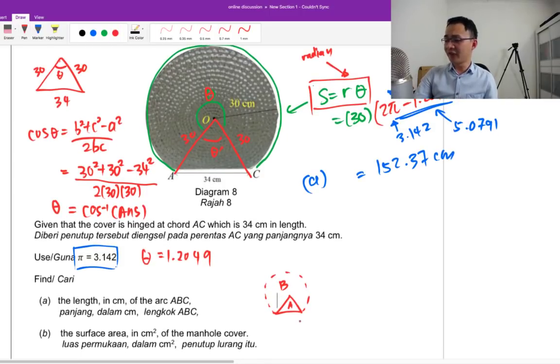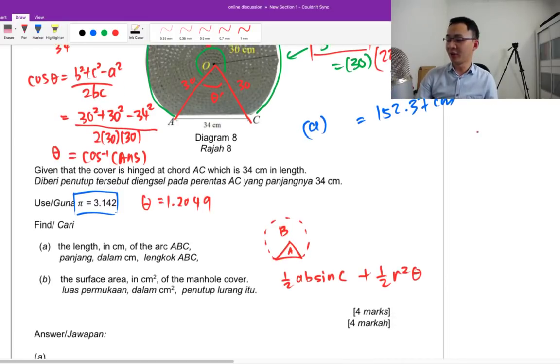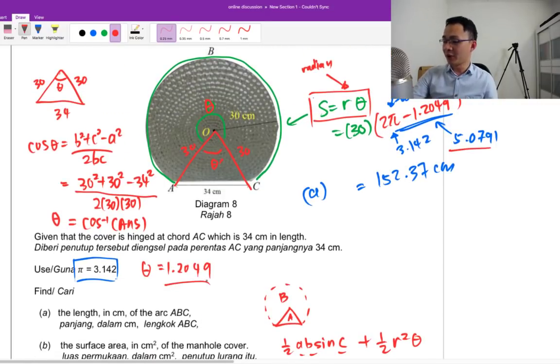In order to find the triangle, I will use the triangle formula, which is half ab sine C, plus, for B, the area of the sector, I will use half r square theta. Since I have the theta also, which is 5.0791, I just substitute everything I have into the formula. a and b are 2 sides, C is the angle in between. So it's half, the triangle is 30 and 30, so multiply 30, and sine of the angle in between, which we found just now, 1.2049.